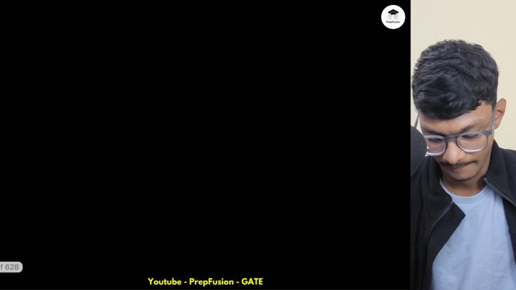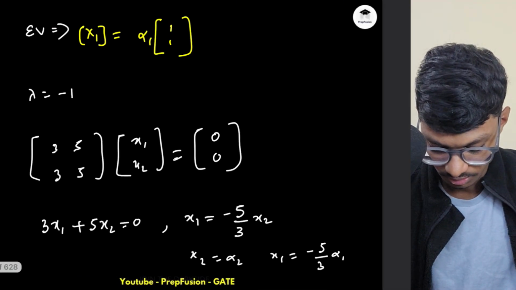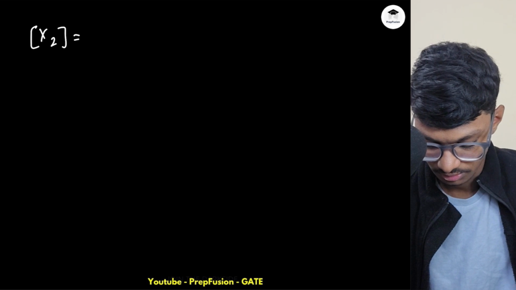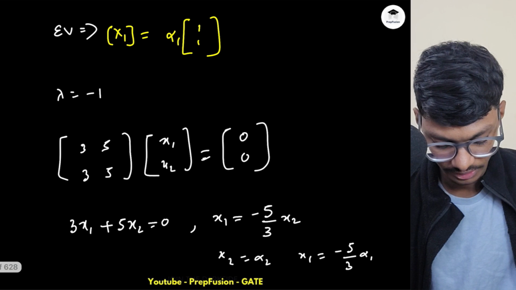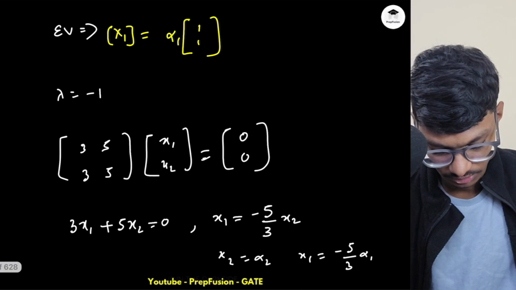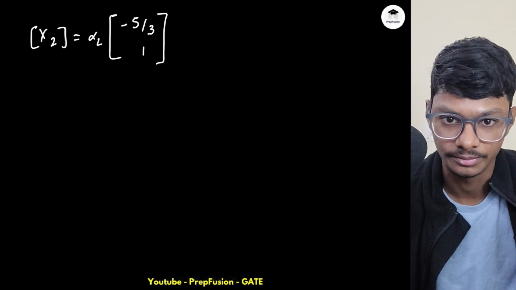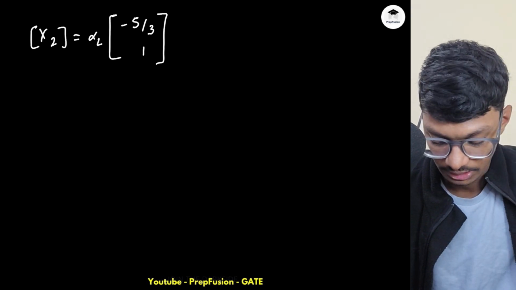So our second solution vector will become alpha 2 into (-5/3, 1). I can take alpha 2 common, so it will be -5/3 and 1. So xt is alpha 2 into (-5/3, 1), right? So these are the vectors.